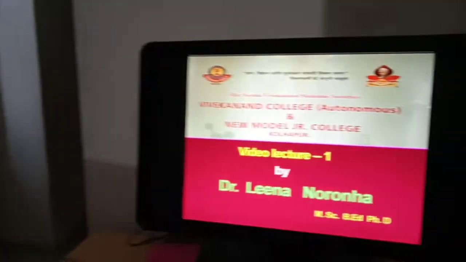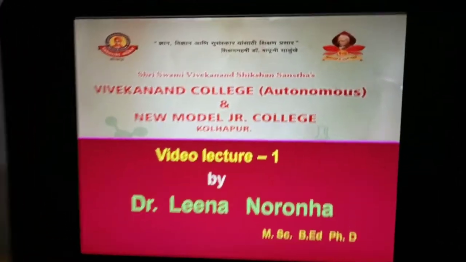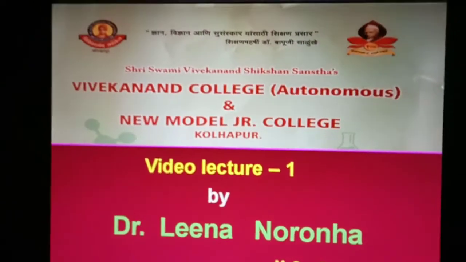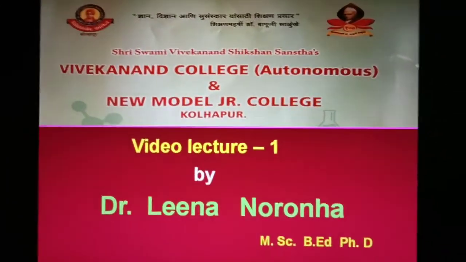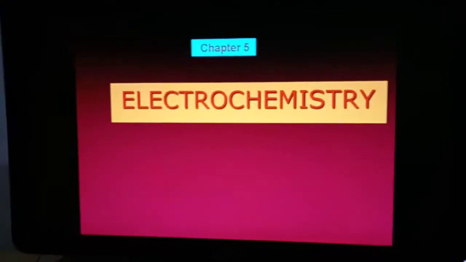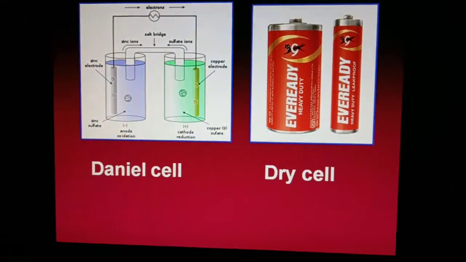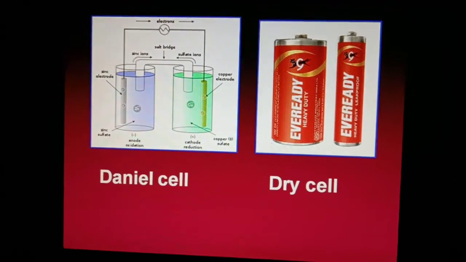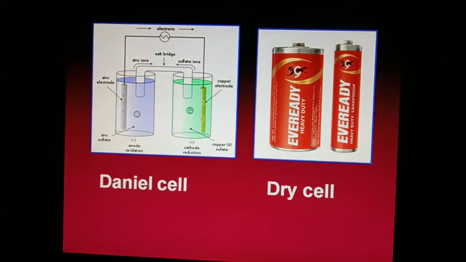Today, I am going to discuss Chapter 5, Electrochemistry from 12th Chemistry. As per State Board exam, this topic carries 5/7 marks. Chapter 5, Electrochemistry. Let us see few examples of electrochemical cells.